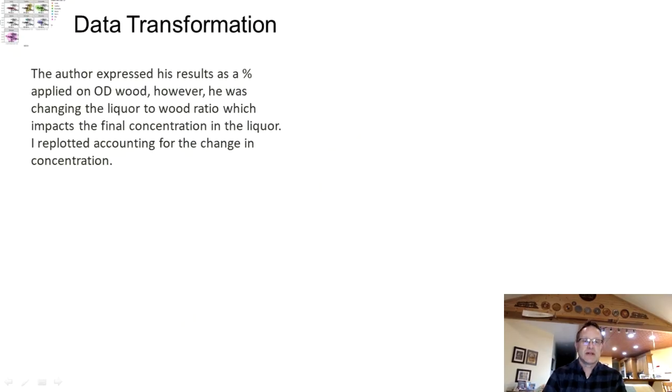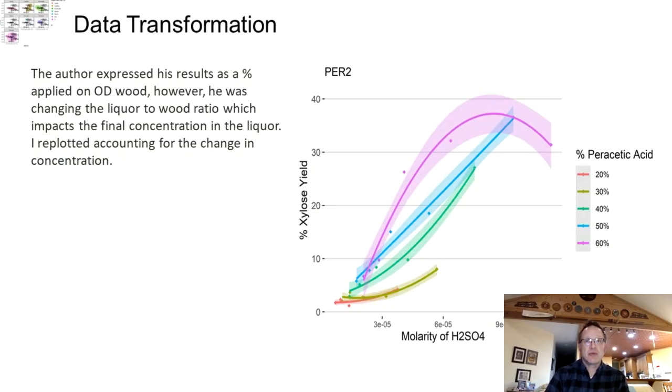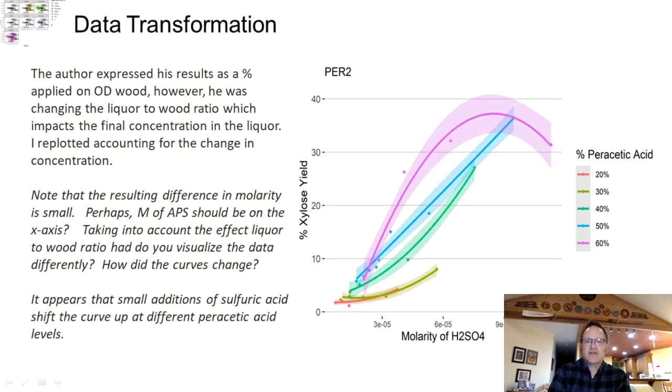One of the things I noticed was the author expressed his results as a percent applied on OD wood. However, he was changing the liquor to wood ratio, so in a sense the concentration, but he didn't account for that in his trends. Okay, so I replotted accounting for the change in concentration. I kept sulfuric acid on the bottom, and now here are the trends against molarity of sulfuric acid. The one thing I noticed here is that the molarity difference is quite small. There's not a lot of difference in molarity. So perhaps what I should have been looking at, instead of the molarity of sulfuric acid, is the molarity of peracetic acid.